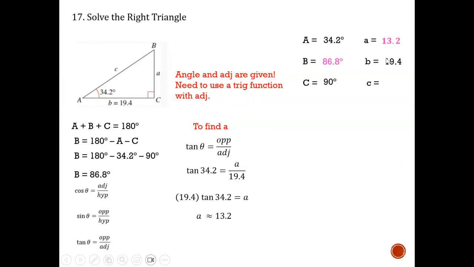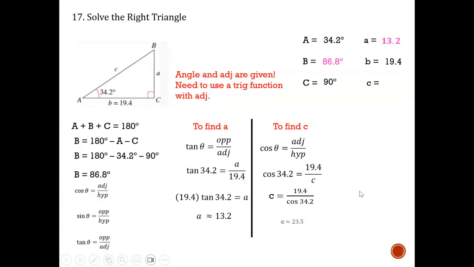I got my a. Now to find c, you can use the Pythagorean theorem, or we can use adjacent over hypotenuse, which is cosine. So it'll be cosine of 34.2 degrees equals 19.4 over c. Because remember, by using proportions, we can switch the c and the cosine of 34.2.